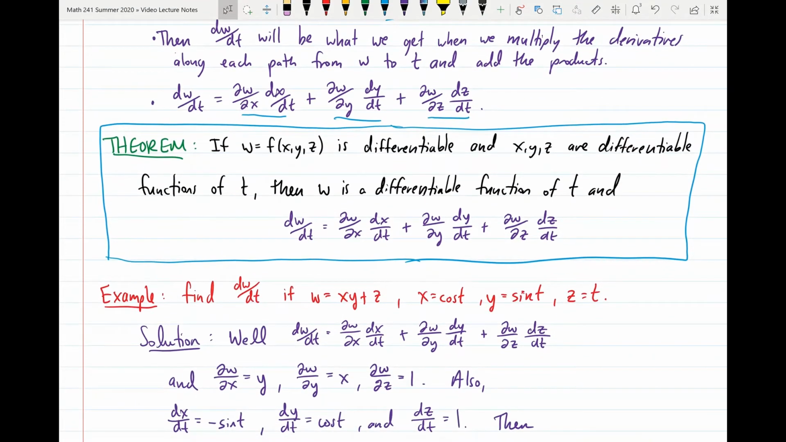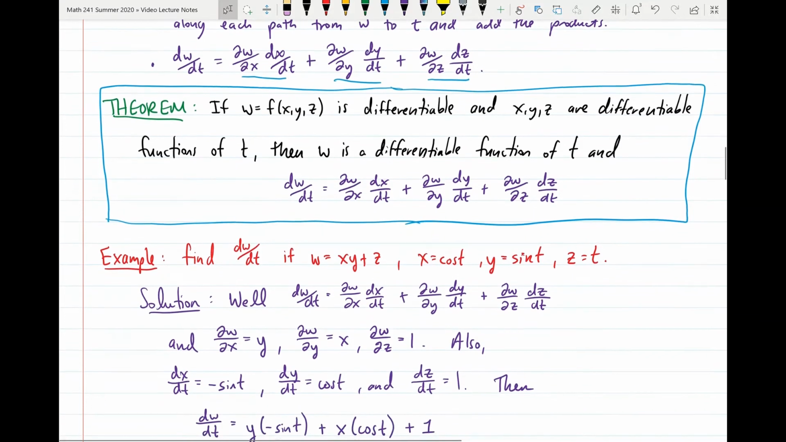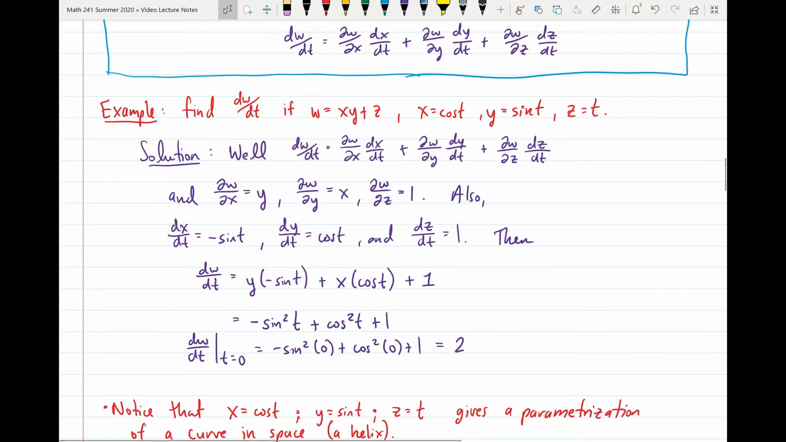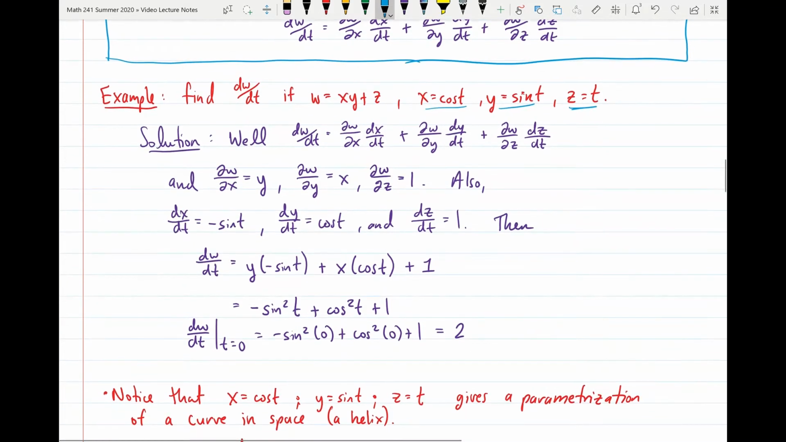And I give that as a theorem here, but we don't need to go through it because we just developed that theorem. So let's move right on to an example. In this example, we want to find the derivative of w with respect to t if w is equal to xy plus z, x is equal to cosine of t, y is equal to sine of t, and z is equal to t. So you can see here that our variables x, y, and z are all given as functions of the independent variable t.